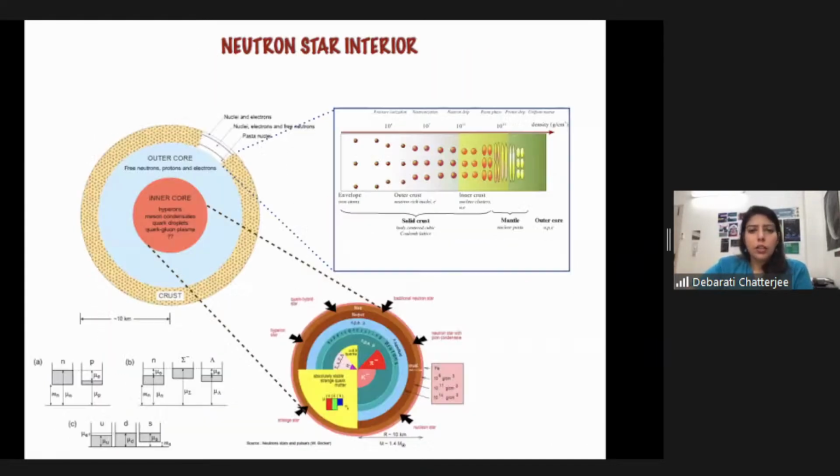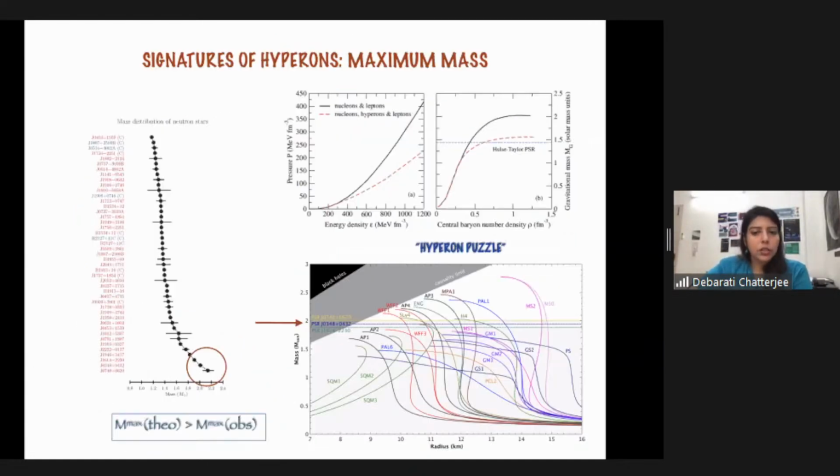Now, the question is, can the observations we saw yesterday actually tell us something about the existence of these strange components? The answer is yes, but it's kind of a convoluted answer, so you have to look for it. We actually tried to look for signatures of the presence of these particles in the observations. One example of this is maximum mass.